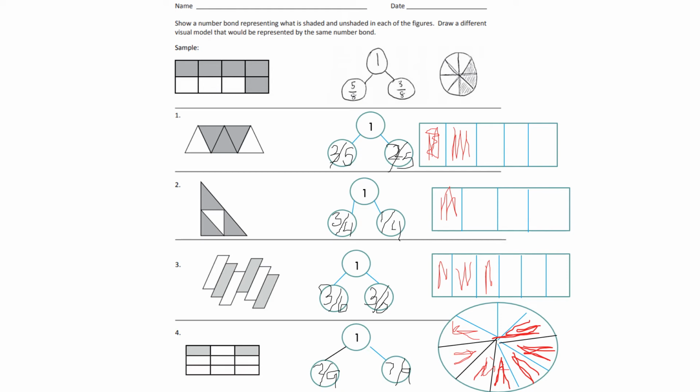Cutting a circle into ninths is a little tricky. Maybe you were able to do it better than me. I'm sure you were, because you're all gold medalists and work super hard on everything that you do. And you see 7/9 now to show the unshaded. And let's keep going.